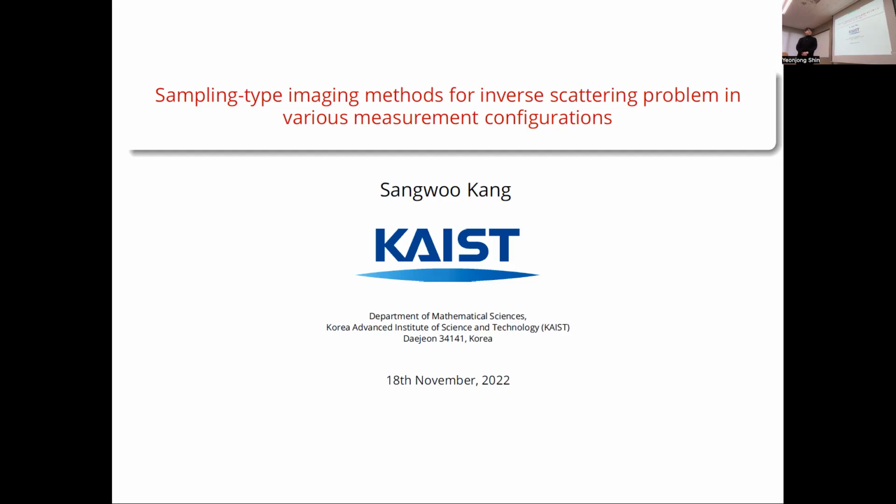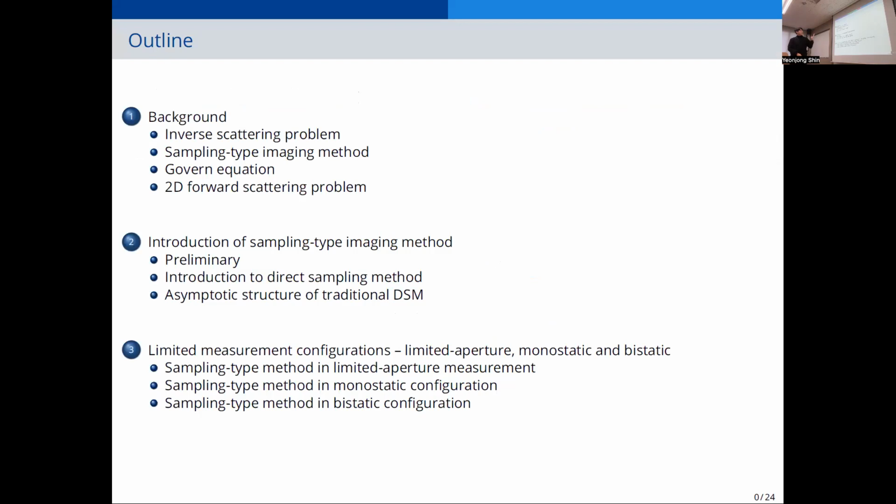Thank you for being here, and I appreciate the opportunity to make the presentation today. This is my outline. I will talk about the background, about the meaning of the scattering problem and sampling type imaging method. And I will talk about the governing equation and its related 2D forward scattering problem. Then I will introduce the details of the direct sampling method. And finally, I'll talk about my three results about the limited view aperture problem, monostatic and bistatic configuration.